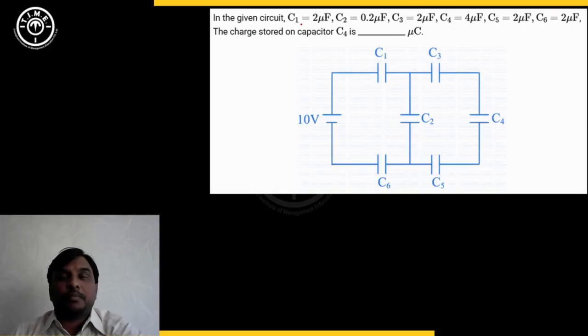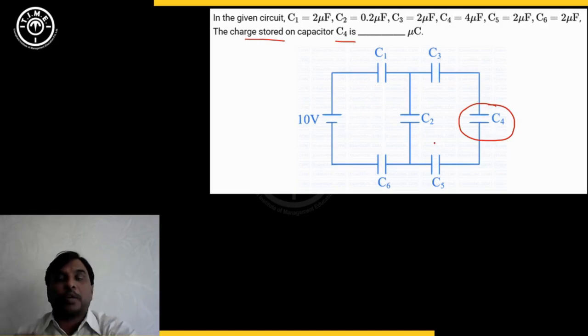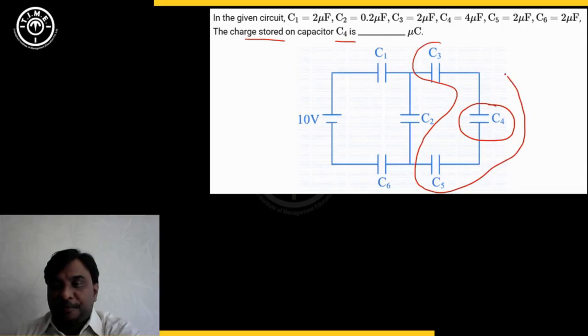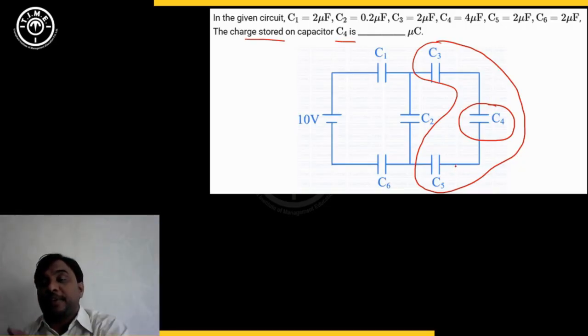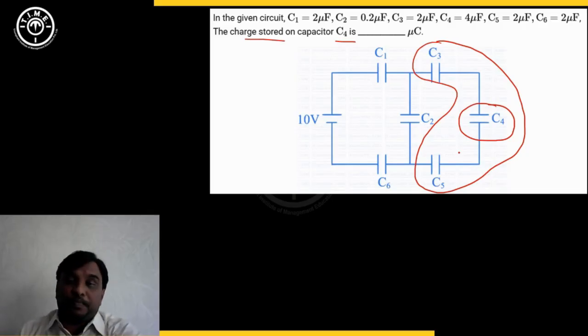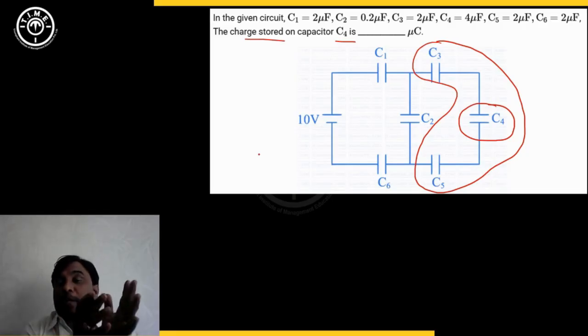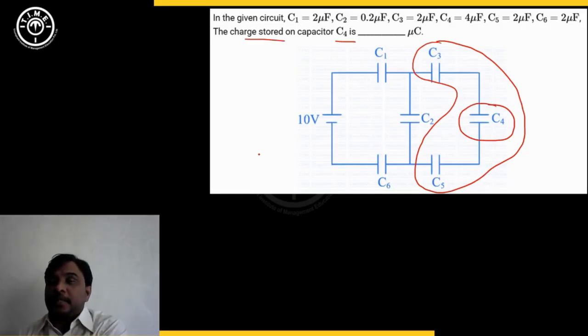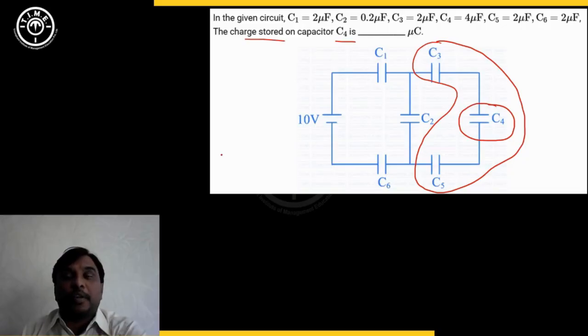Now look at this question. C1, C2, C3, C4, C5, C6 values are given, and he asked the charge stored on capacitor C4. You want to calculate the charge stored on C4. How to solve this? First step, I'll calculate the effective capacitance of this. Once I calculate the effective capacitance of the 3rd, 4th, 5th, it is in parallel with the C2. Then the potential drop across C2 is the same as that of this. So once the potential is known, we can calculate the charge.